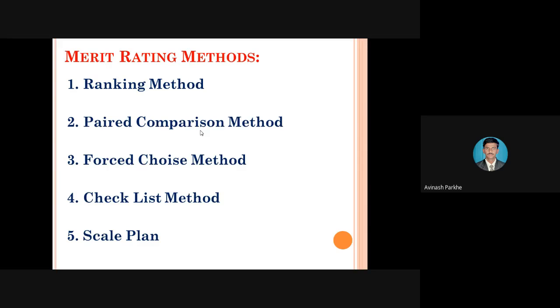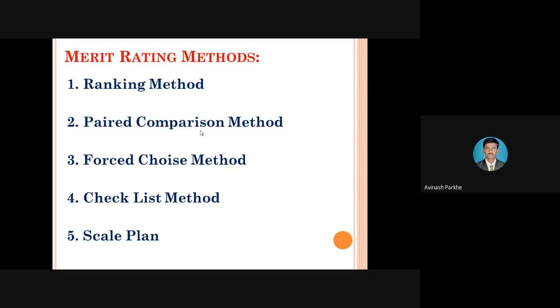So by using these 5 methods, we can check the performance of the operator, and the person who is checking the performance of the operator is called a rater, because here we are discussing the merit rating. So this is related to the merit rating.